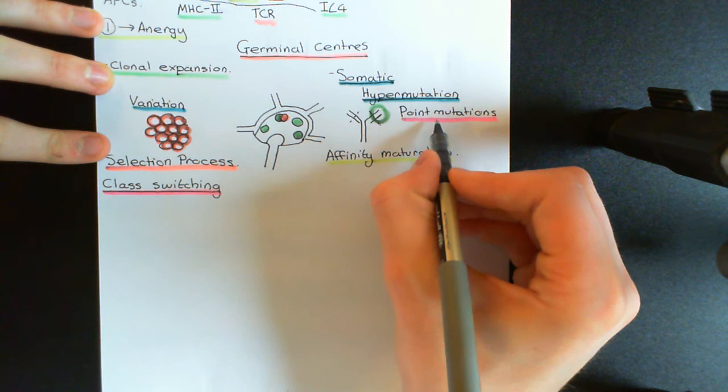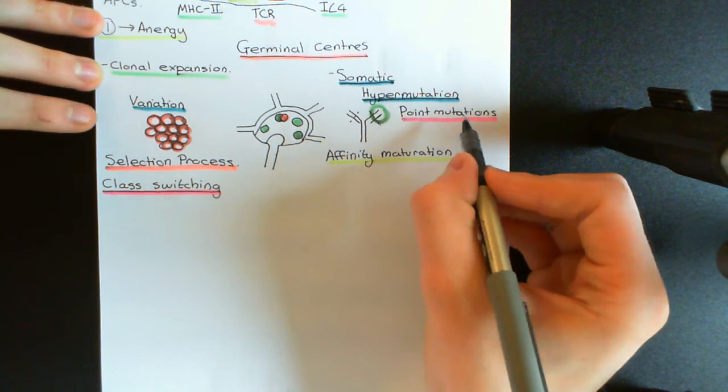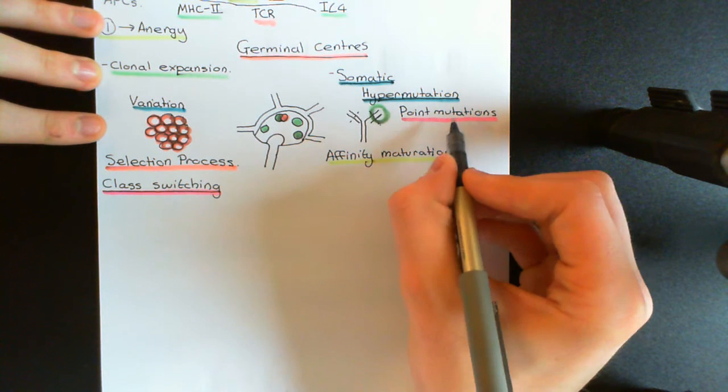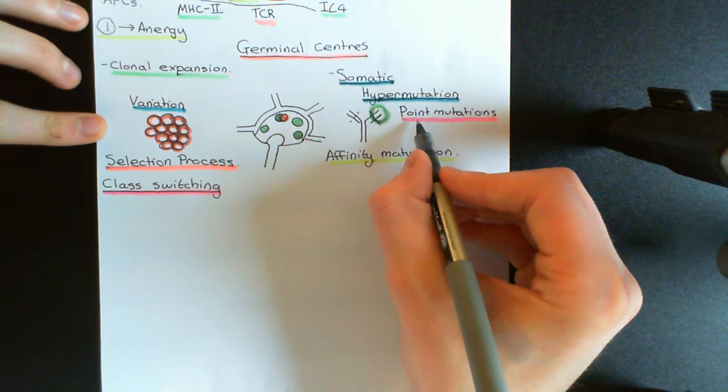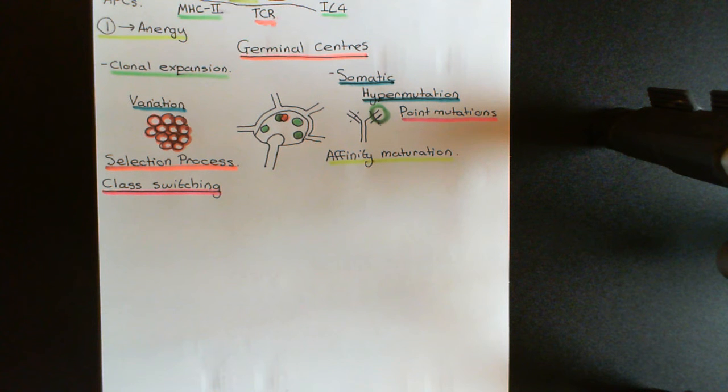So you substitute one organic base for another organic base. That's what we mean by point mutation. So it's a very small change to the DNA. You're making a very slight change to your immunoglobulin heavy chain or immunoglobulin light chain variable region.